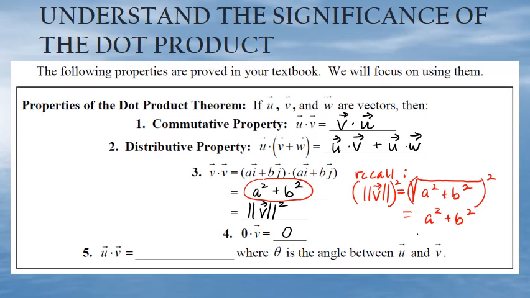Number 4, the dot product of a vector with 0 is 0. And number 5, the dot product of u and v, another way of expressing this would be the magnitude of vector u and the magnitude of vector v multiplied by the cosine of theta, where theta is the angle between the two vectors.